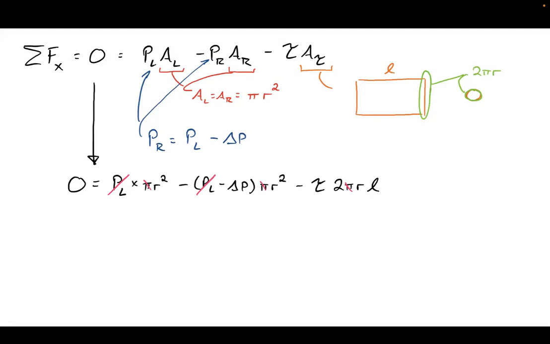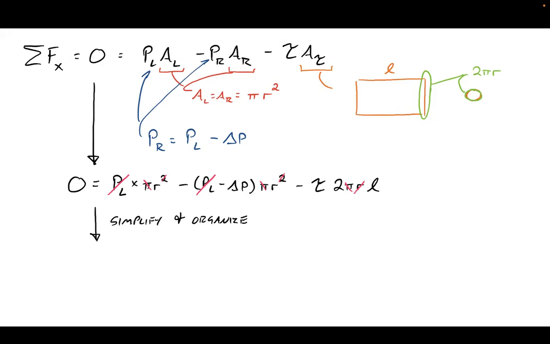So we can cancel a few things out. In red, you can see I'm canceling out the pressure on the left-hand side. Each term has a pi, so we could go through and divide by pi. And similarly, each term has at least one r, so we can remove r entirely from the right hand and remove those squareds from the first and second terms.